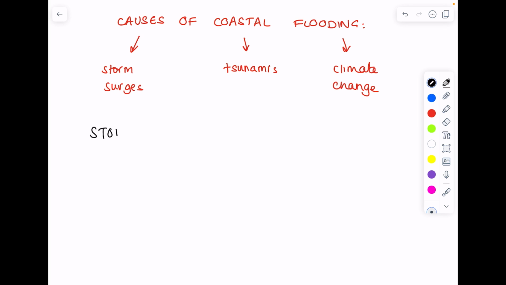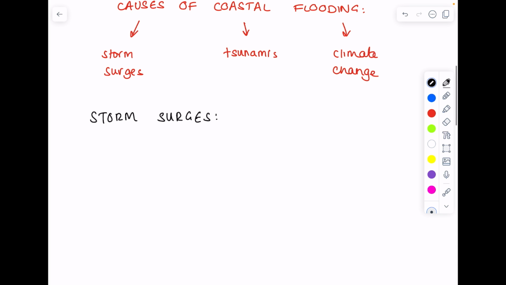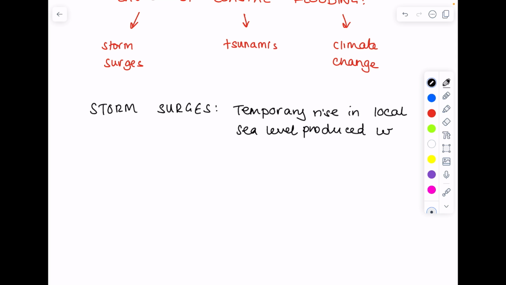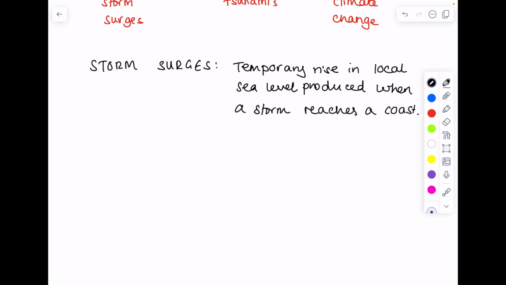Starting with storm surges. What is a storm surge? Well, it's a temporary rise in local sea level produced when a storm reaches a coast. In terms of the optimum conditions for a storm surge, it's a combination of high tides and low-lying land.